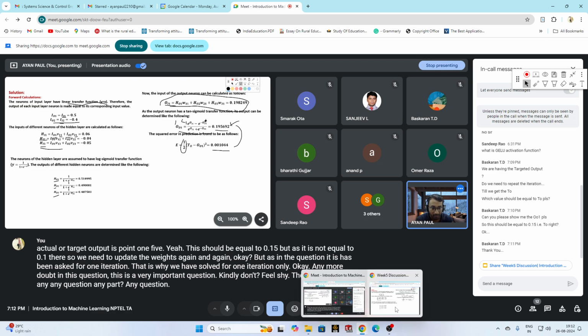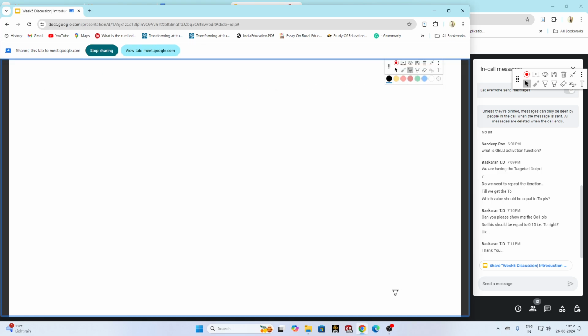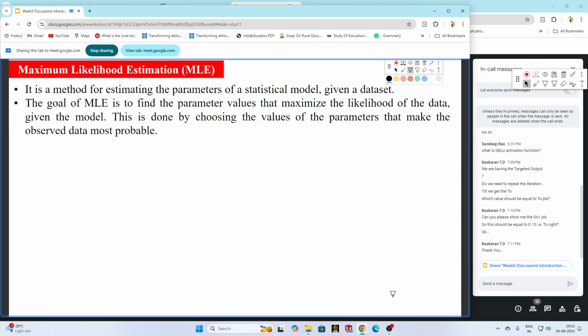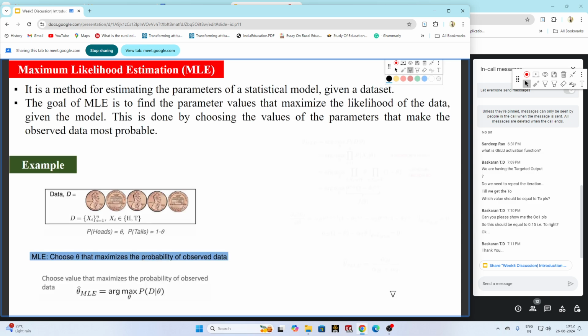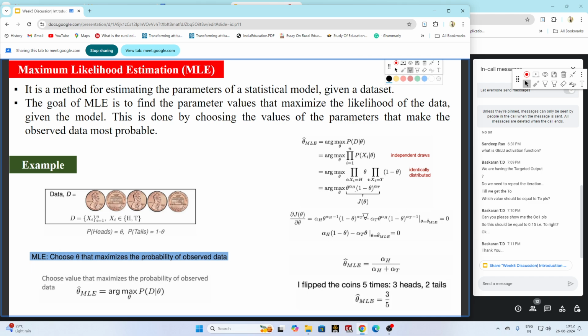Okay, so let me move to the next topic. Your next topic is maximum likelihood estimation. It is a method for estimating the parameters of a statistical model given a data set. Your data set is given, and now you have to estimate the parameters so that you can maximize the likelihood of the data. That is why it is called maximum likelihood estimation.